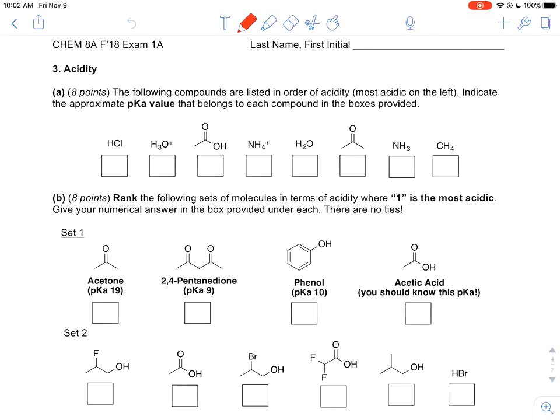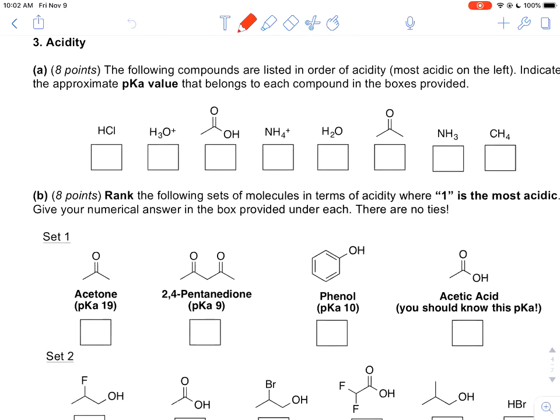So we start on the left. Hydrochloric acid is a very strong acid, has a pK of -7. Hydronium is 0. The pK of this proton in acetic acid is 5. Ammonium is 10, and just keep in mind that that positive charge is actually on the nitrogen. The pK of water is about 16.